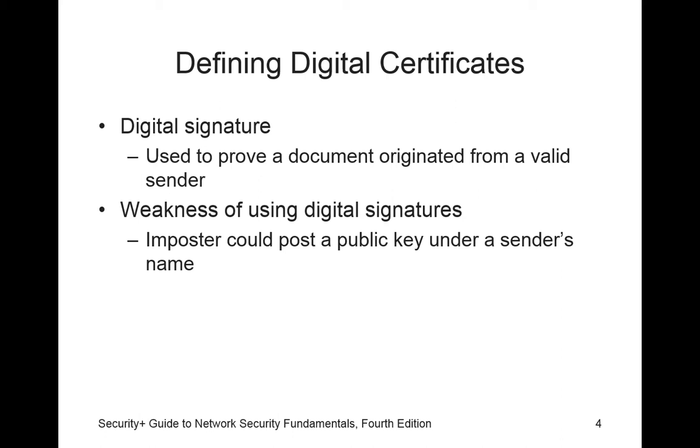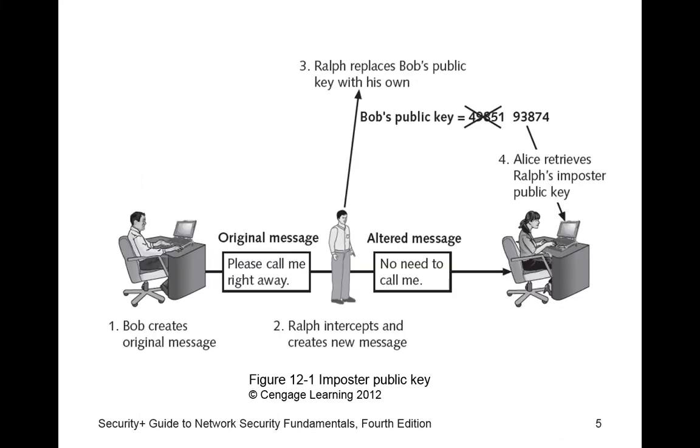It's an original document. The weakness of using a digital signature is someone can be an imposter. They can say that they are who they are, and fake the digital certificate by your public key. So here's how it works. Bob creates the original message: please call me right away. The man in the middle takes it, replaces Bob's public key with his own public key, and says, no need to call me, and sends it to Alice.